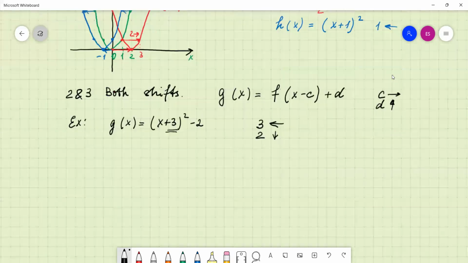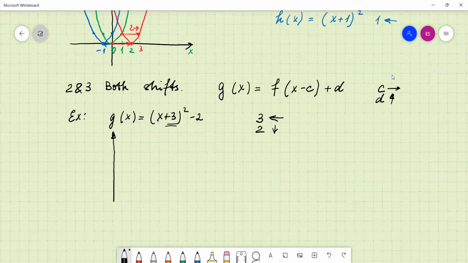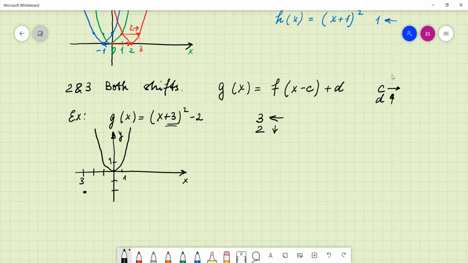Well, let me just graph the whole thing right away. I'm going to graph the original parabola, but that's just for comparison. So that's my original parabola. It's y, that's x, 1 and 1. And now 3 units to the left, 1, 2, 3, 3 units, and 2 units down, 1, 2. So my vertex, this point, is going to move over here.